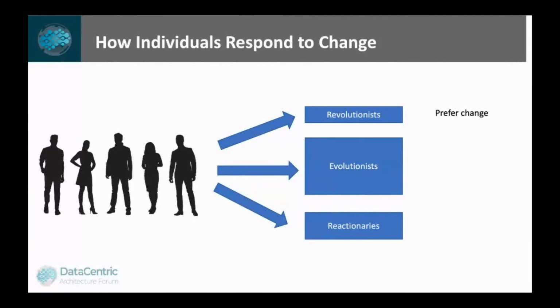The way each of these responds to change: a revolutionist just prefers change. They like change better than things being the same. Almost any change is better than leaving things the way they were. Evolutionists like things to be the same as they were, but a little bit better. Every month, every year, every day, things should be a little bit better than they were, but not radically discontinuous. And reactionaries don't like change at all. They would prefer that things not change.